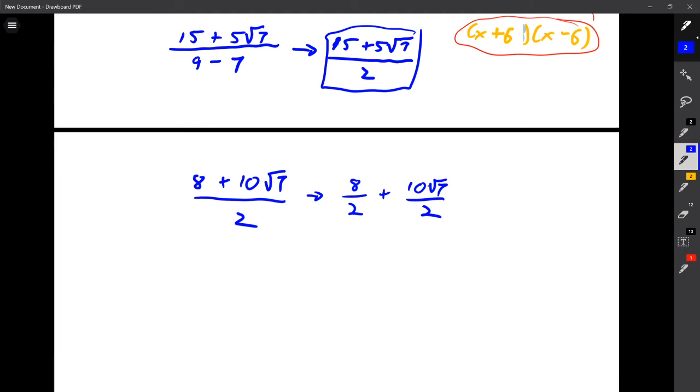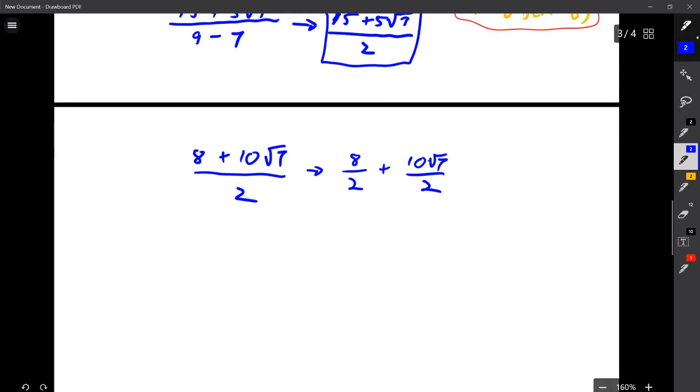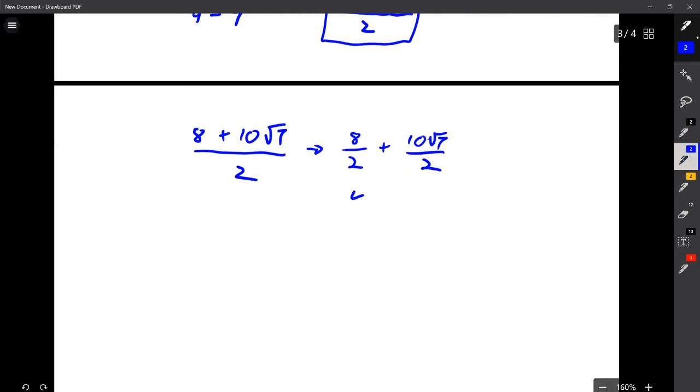So again, when you add fractions that have the same denominator, the numerators combine and you have just the one denominator. So I'm just splitting this back out as two separate fractions. Well, 8 over 2 is just 4. And the 10 over 2 here leaves us with a 5 root 7. And that would be the simplification of what we started with right there.